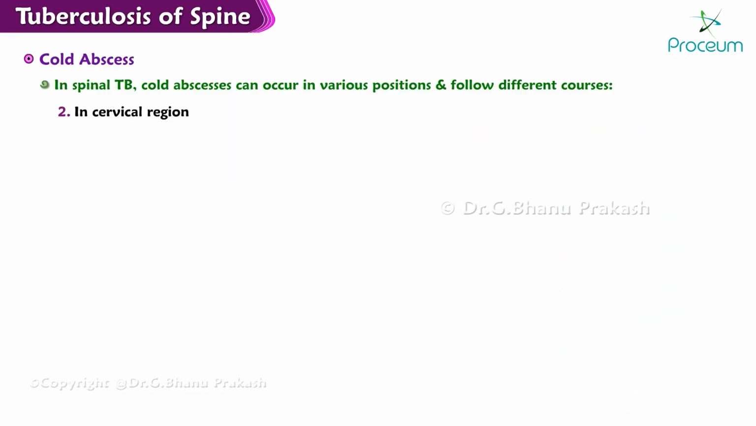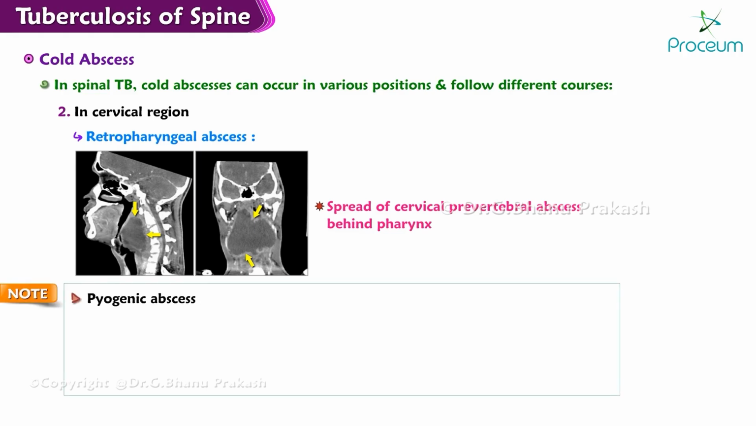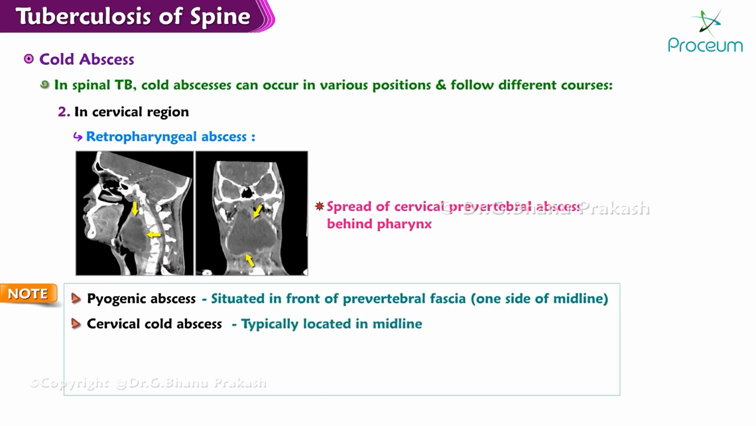In the cervical region. Retropharyngeal abscess. This refers to the spread of a cervical prevertebral abscess behind the pharynx. Note, a pyogenic abscess in this region is situated in front of the prevertebral fascia and on one side of the midline, whereas a cervical cold abscess is typically located in the midline. The midline position can change if there's a rupture in the prevertebral fascia.